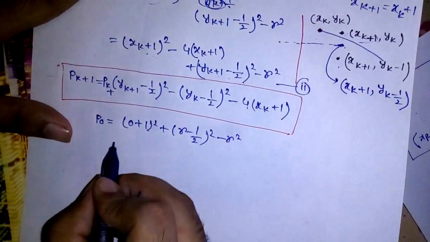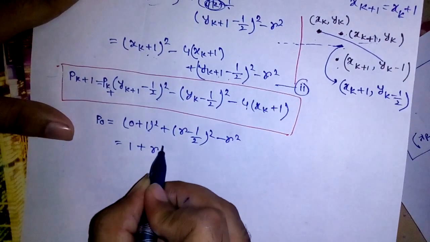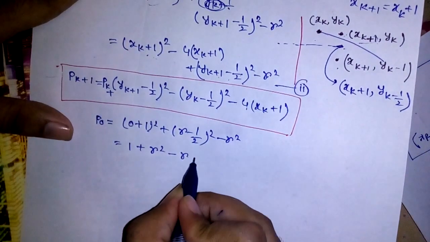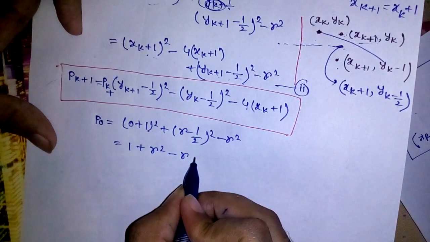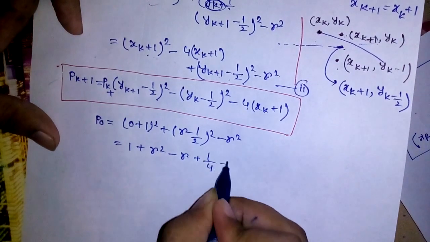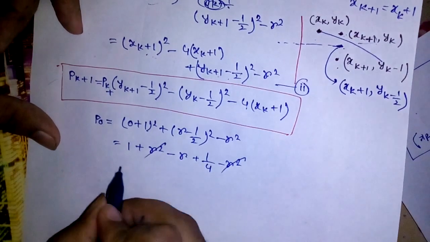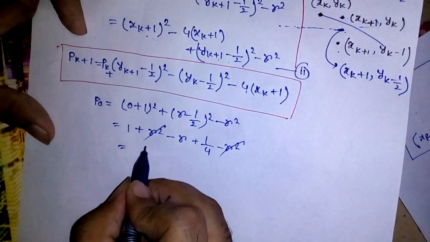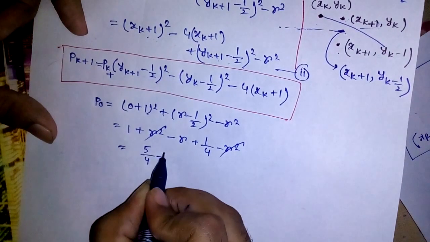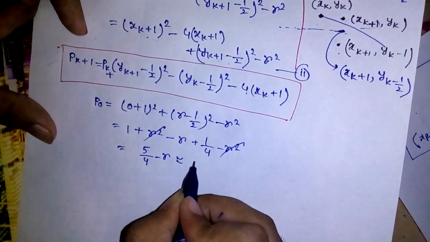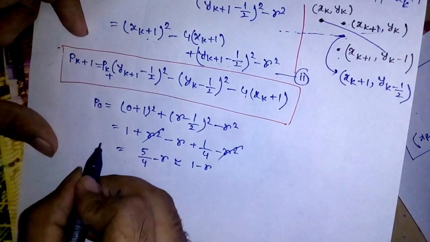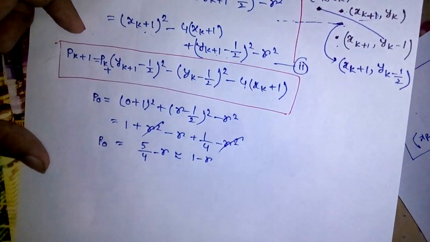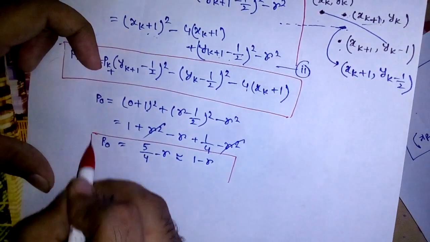So if I simplify that, I'm gonna get 1 plus r square minus r plus 1 by 4 minus r square. So this will be cancelled out. There will be simplified 5 by 4 minus r. I can approximate 5 by 4 to 1 in order to make the calculation simpler. So this is the initial decision parameter.